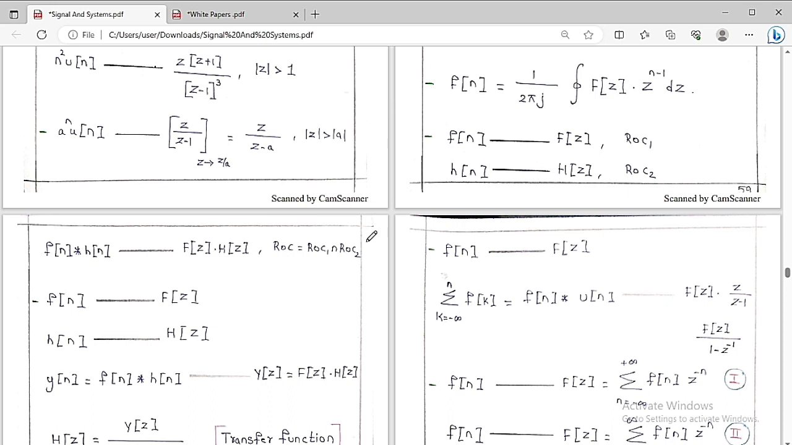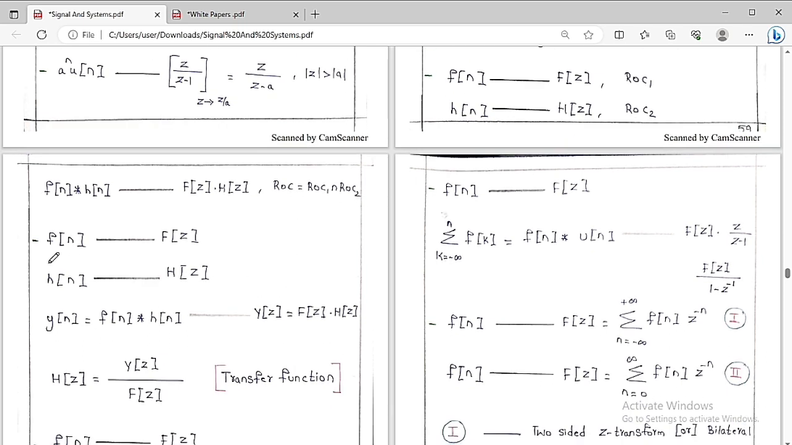So f of n has z transform f of z with ROC of ROC1, and h of n has the z transform h of z with an ROC of ROC2. So f of n convolution h of n will have z transform f of z into h of z, which has an ROC which is the intersection of ROC1 and ROC2, because f of z is defined in ROC1 and h of z is defined in ROC2. If you want both of them to be defined, the ROC should be the common ROC, or you can say the intersection of ROC1 and ROC2.